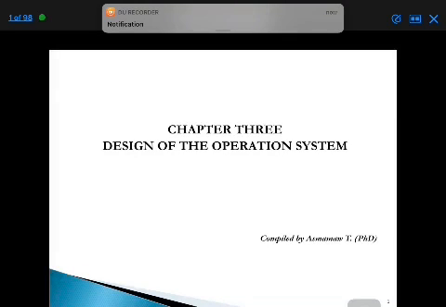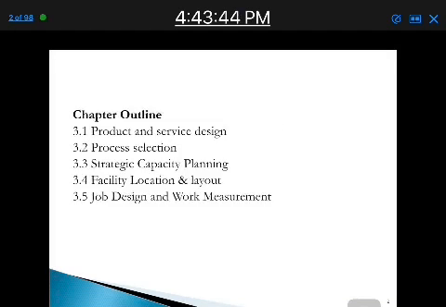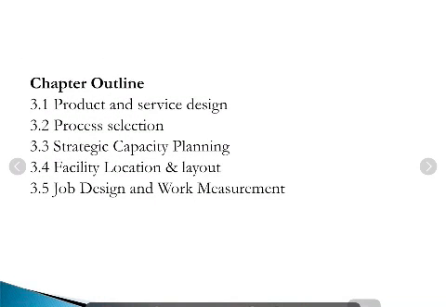Hello students, in the previous class we saw the second chapter, and today we start the third chapter, which is design of the operation system. In this chapter we'll first see product and service design, how to design a product and how to design a service, then how to design the processing system or process selection, then strategic capacity planning, and also facility location and layout, and lastly job design and work measurement.